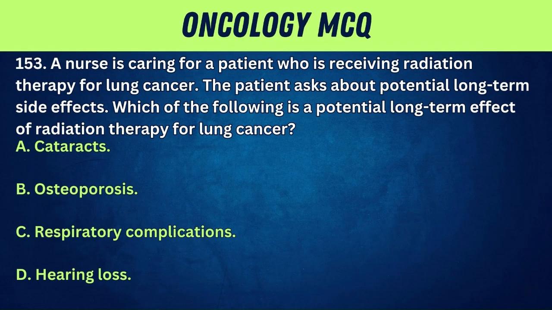153. A nurse is caring for a patient who is receiving radiation therapy for lung cancer. The patient asks about potential long-term side effects. Which of the following is a potential long-term effect of radiation therapy for lung cancer? A. Cataracts. B. Osteoporosis. C. Respiratory complications. D. Hearing loss.